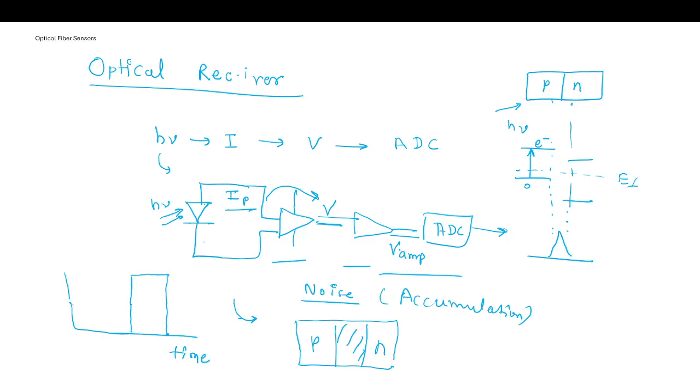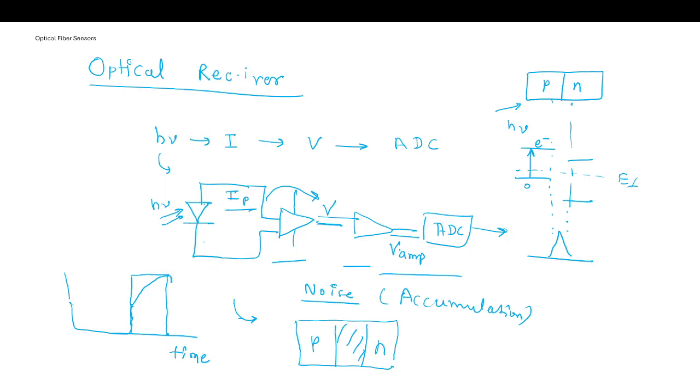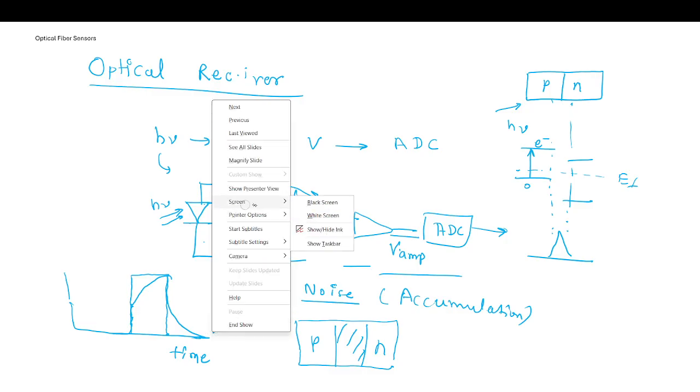usually what happens with the PN and PIN, what we are seeing is it will nicely increase, and after that it will have some kind of region. Might be, I just made some mistake here. It will be something like this. This is because of what? Can you tell me? Why are you getting this kind of sloping response with respect to time?